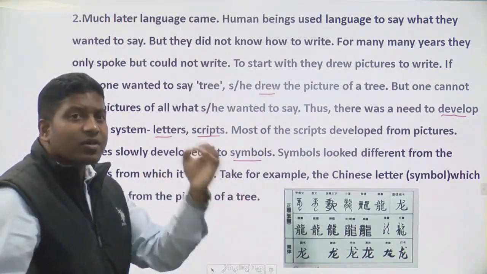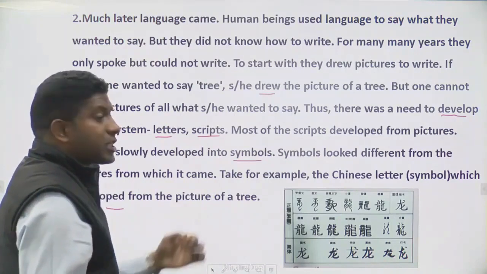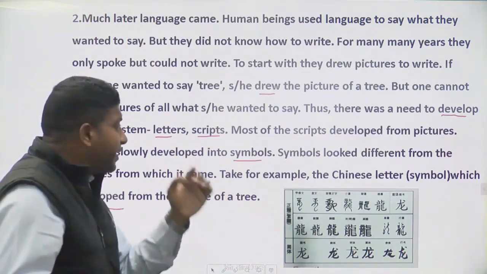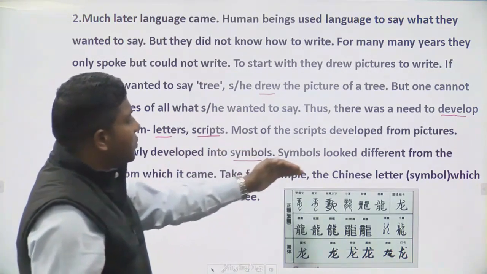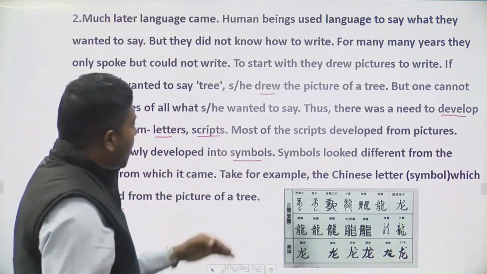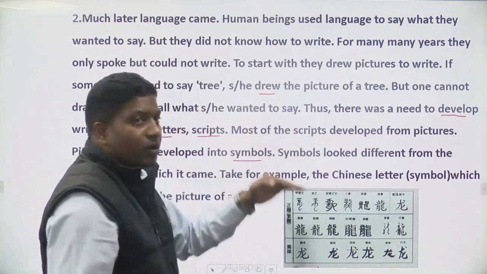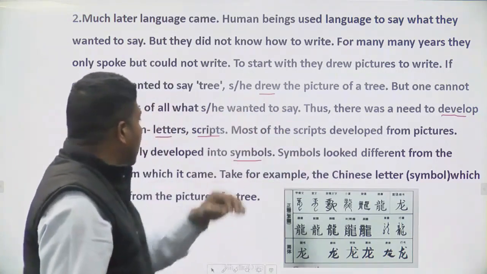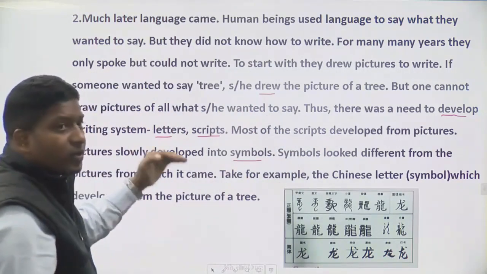All right. Symbols look different from the pictures from which they came.